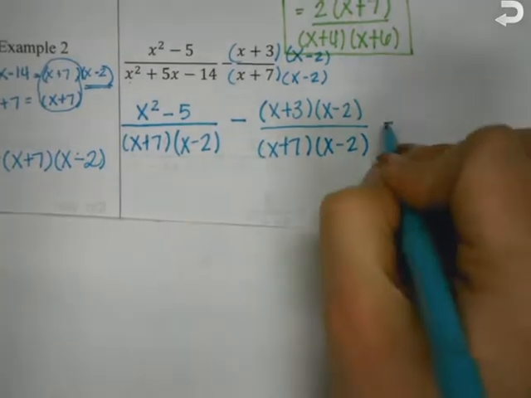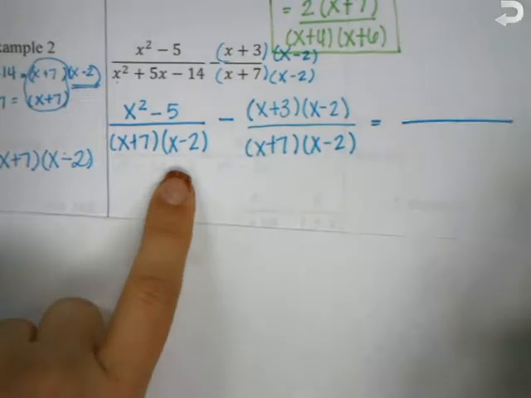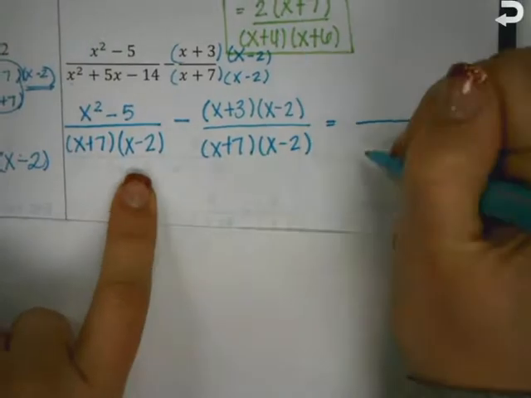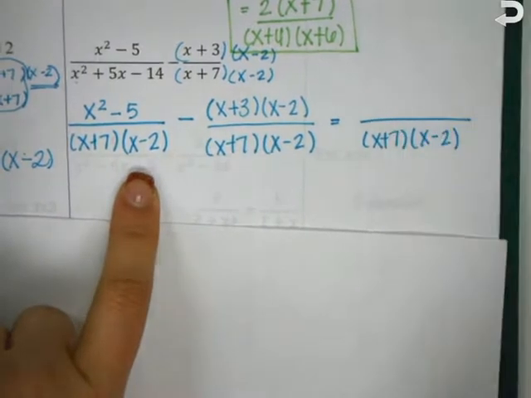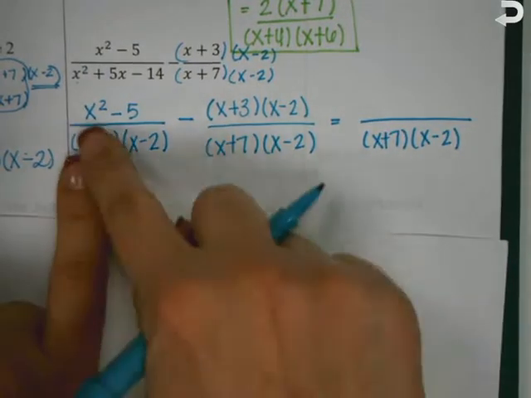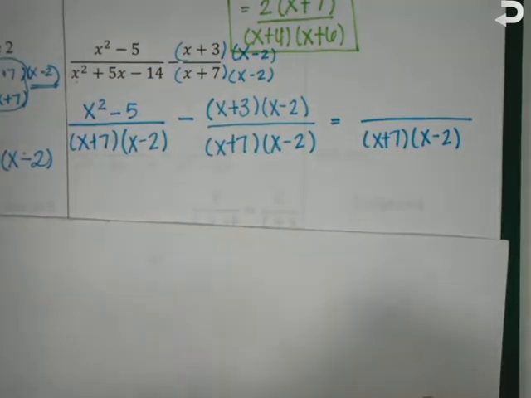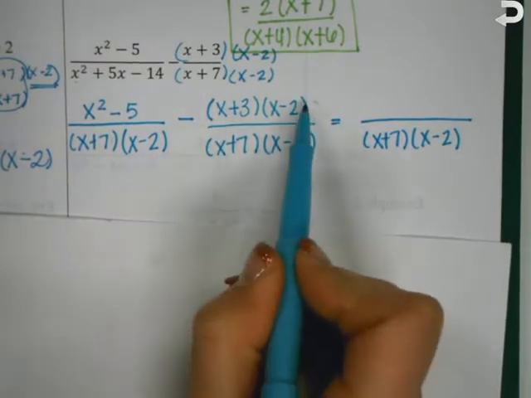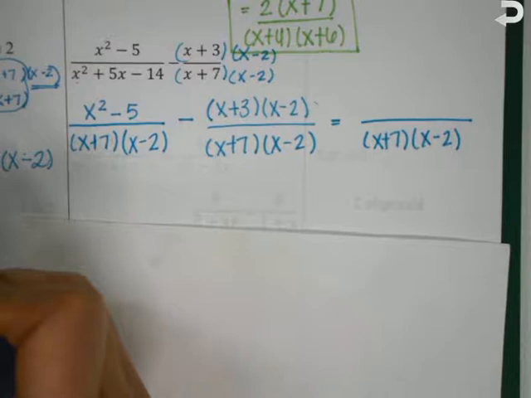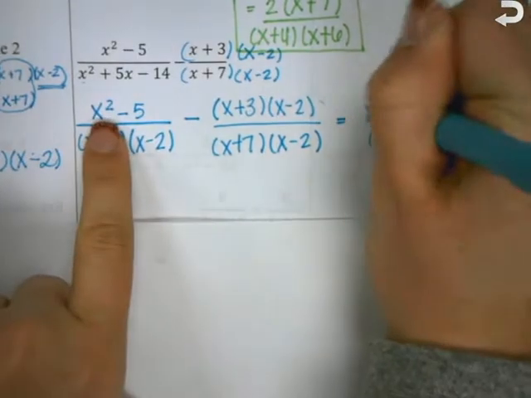So I can put everything over the common denominator, x plus 7, x minus 2, and put all of the numerators on top. So before we go any further, we want to FOIL this out, right? What did it already FOIL out to? Let's put this one up here, x squared minus 5 minus, what would this one FOIL out to?